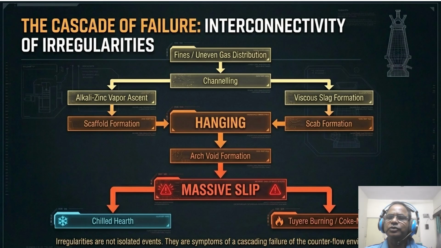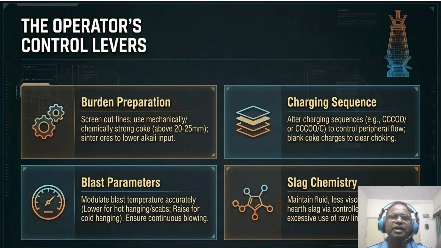So we are coming to our next slide on the operator's control levers. We close with our dashboard for recovery. First, burden preparation: you must screen out fines and ensure coke strength is above 20-25 mm to maintain that coke window. The second is the charging sequence. Use blank hook charges to clear the choking, or alter the sequence, like CCCOO, to control peripheral flow.